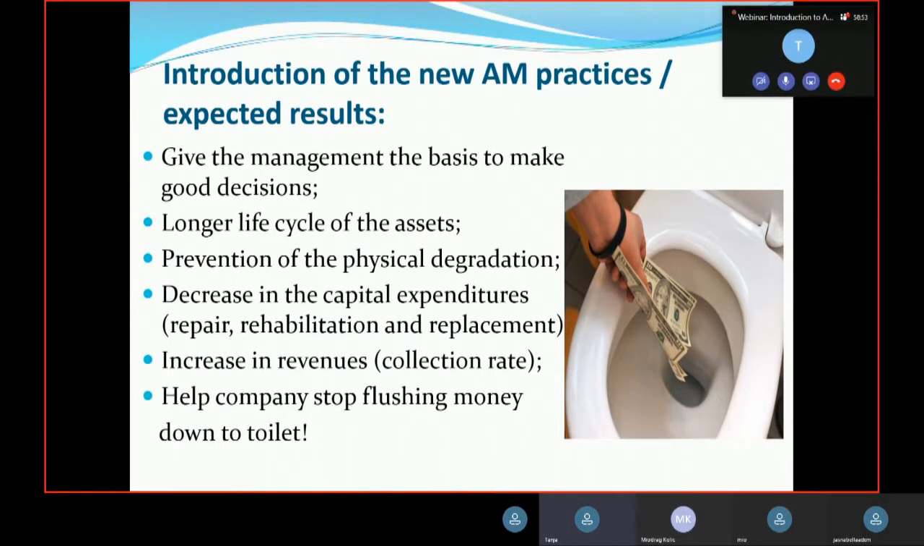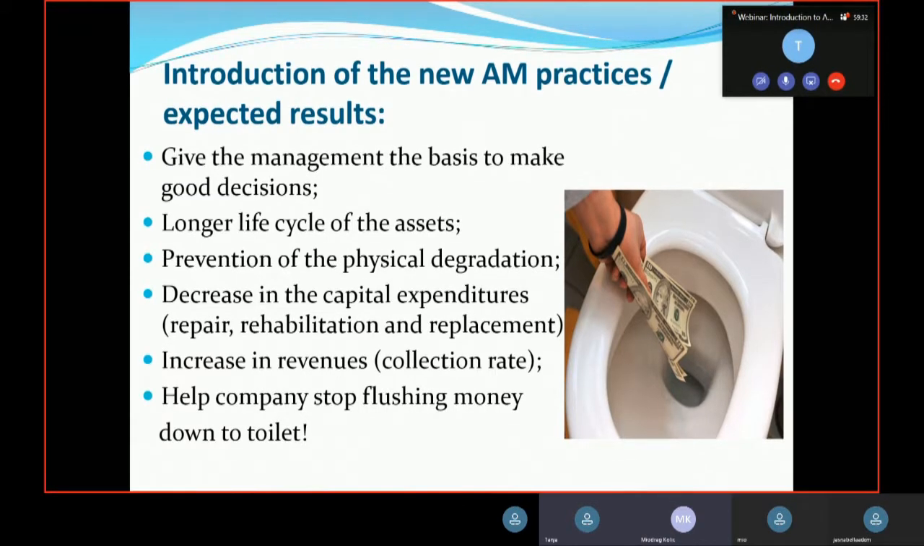What will new asset management practices bring, and what are the expected results for the water utilities? So what will new practices do? They will give the management the basis to make good decisions on the replacement of the deteriorated assets at the right time of their life cycle. And it will bring a longer life cycle of the asset. It will prevent its physical degradation.